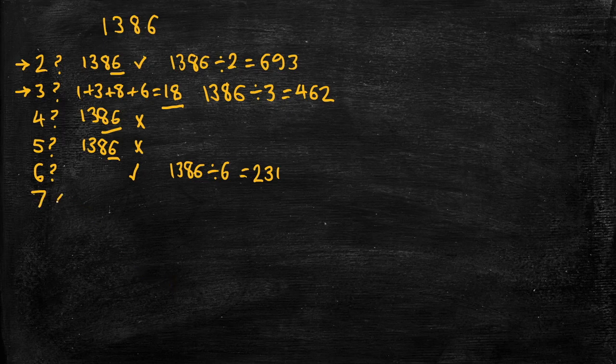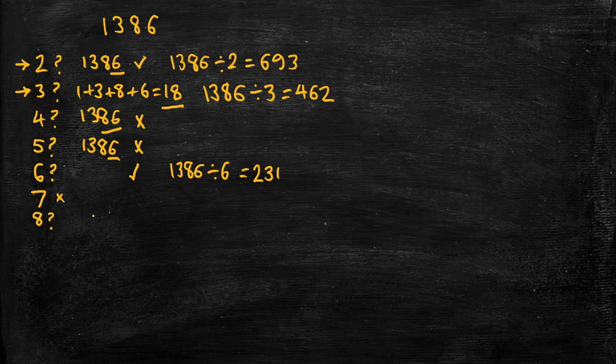7, we're not going to go over 7. That's a little beyond the scope of this level of mathematics. There are divisibility rules for 7, but they're pretty complicated. So we'll skip to 8, and divisibility rule for 8.